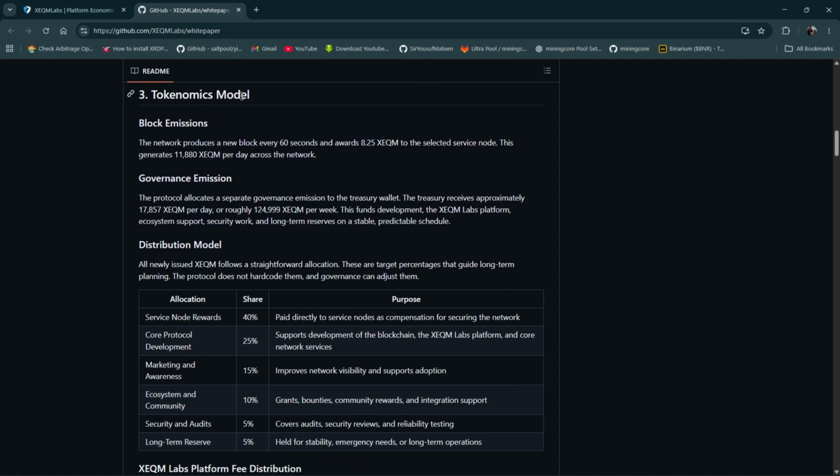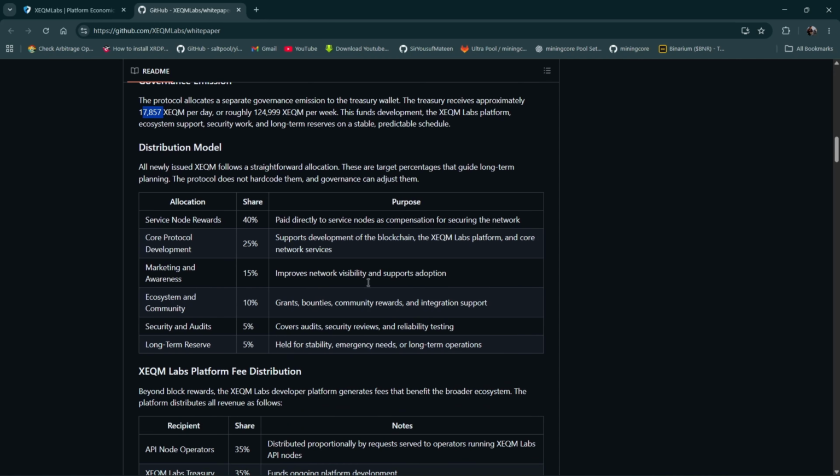So now let's see the tokenomics model once again in more detail. Block emission: the network produces a new block every 8.25. Yeah, we have read that, 11,880 XEQM per day for the service nodes. Governance emission is 17,857, or roughly 124,999 XEQM per week. Okay, so the distribution model is basically this, categorized in the table.